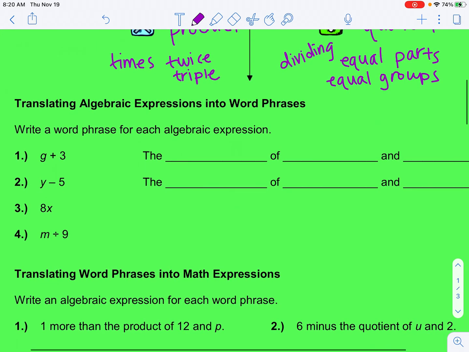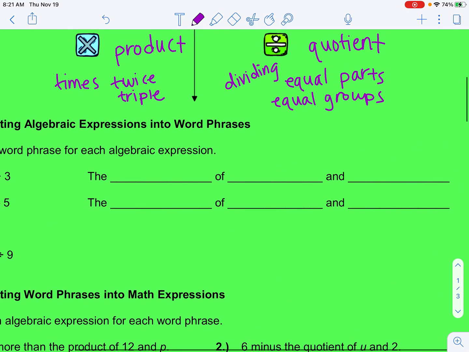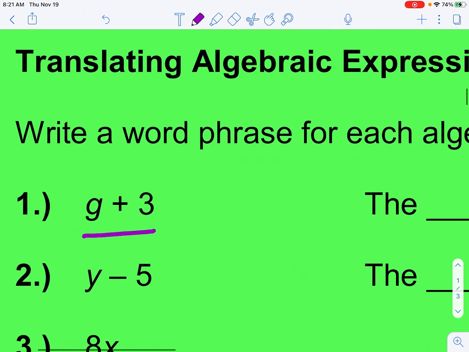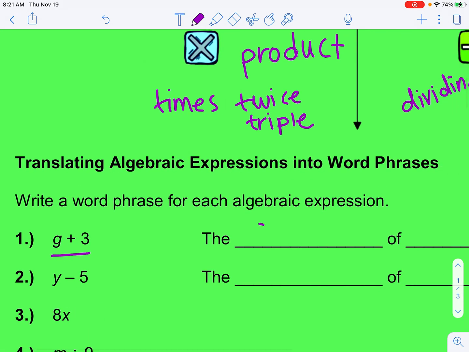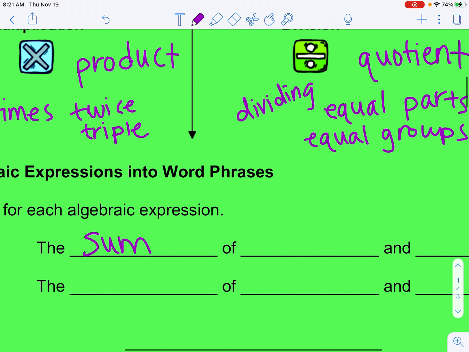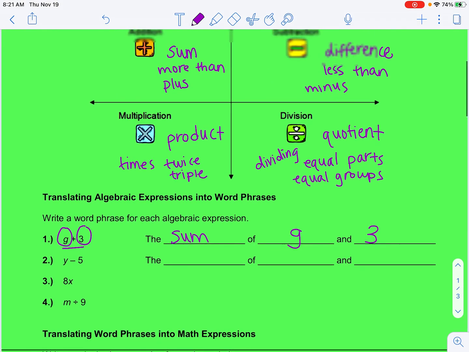Alright, so our next section is to translate algebraic expressions into word phrases. So, for example, we have g plus 3 for number 1. We need to write a word phrase for that algebraic expression. So this sentence starter over here will get us started. So I am adding. What is the answer to an addition problem called? It's called sum. So right here we write the sum of, and then what are we adding together? We're adding g and 3. So our sentence is the sum of g and 3.